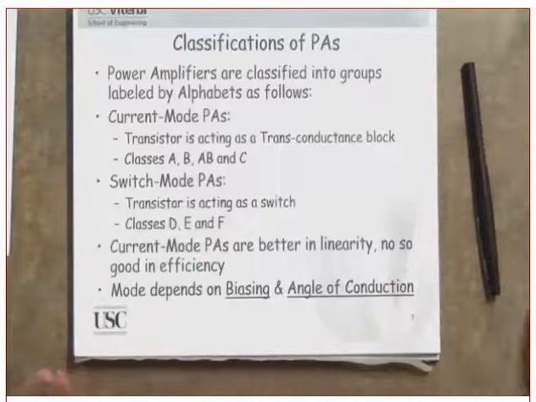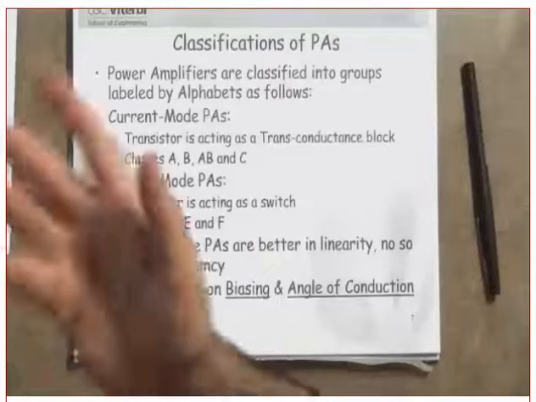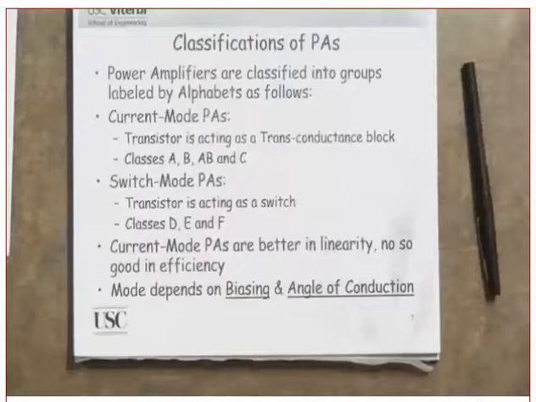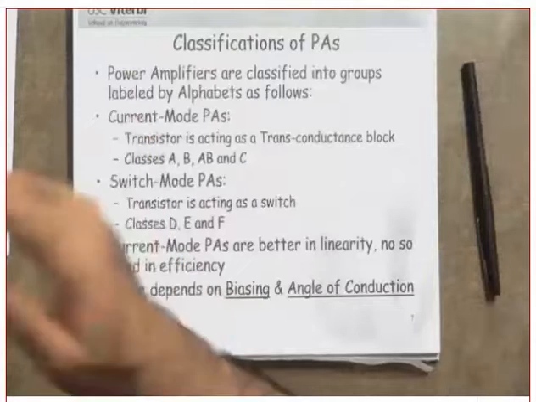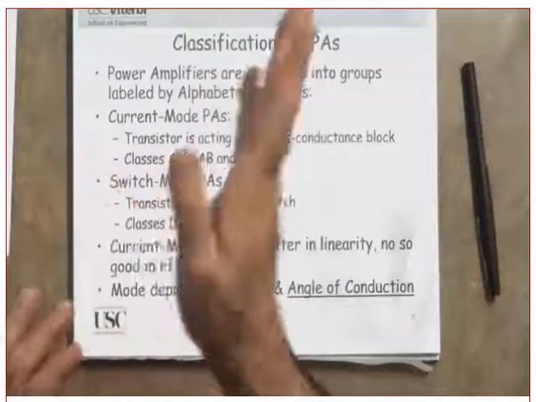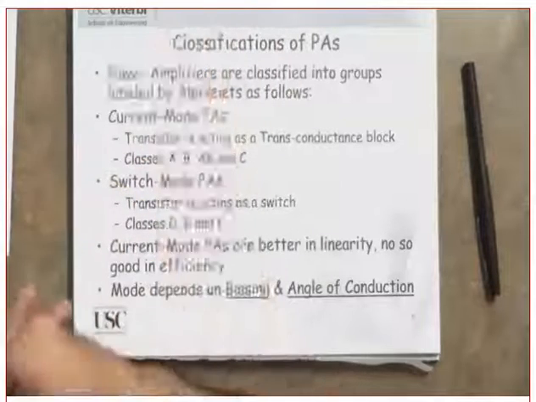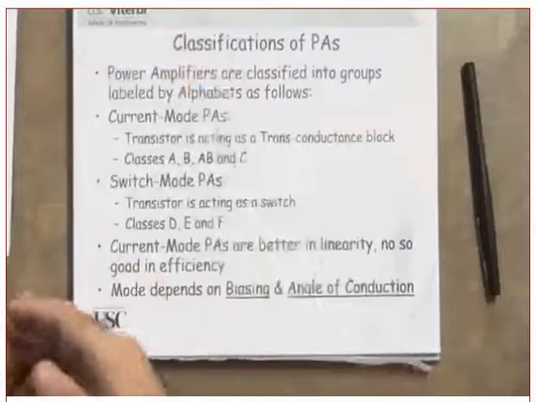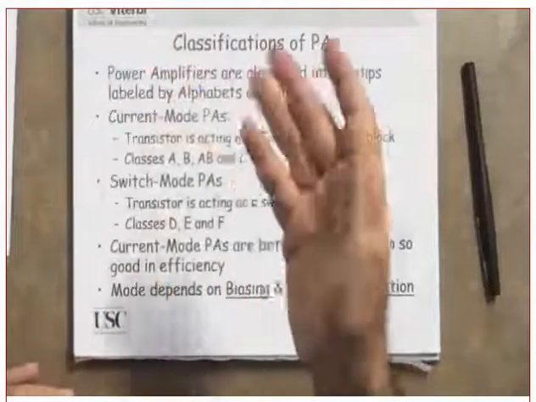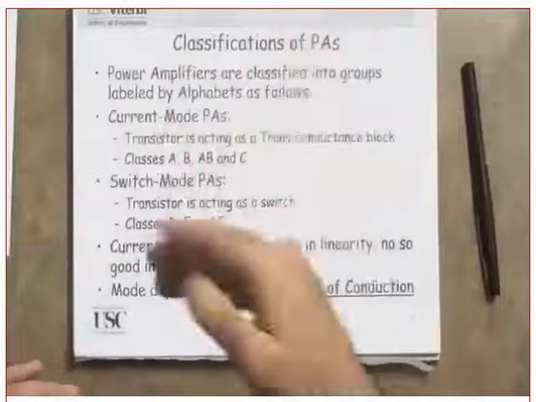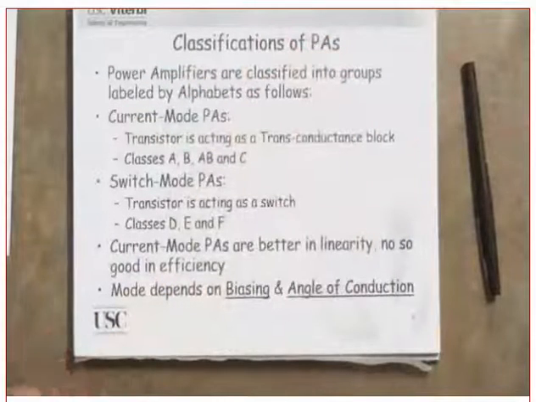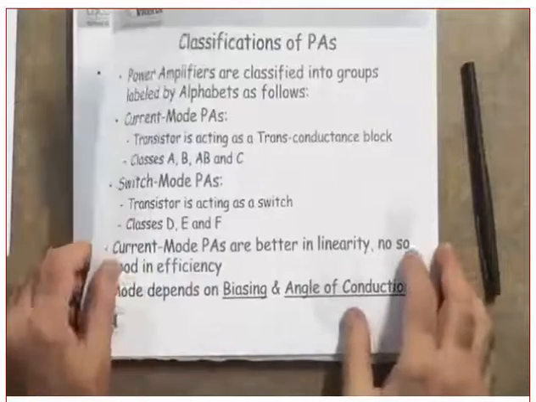Angle of conduction means what? In one cycle of a sine wave, in one cycle of the RF signal, how much of it will the transistor be conducting? If, for example, it is conducting during 360 degrees, we say that the transistor is always conducting. It's never going to be switched off. Did you get this or not? It's not going to be switched off, which I will show you in just a second.